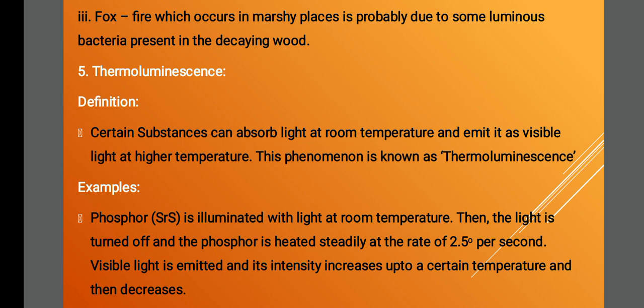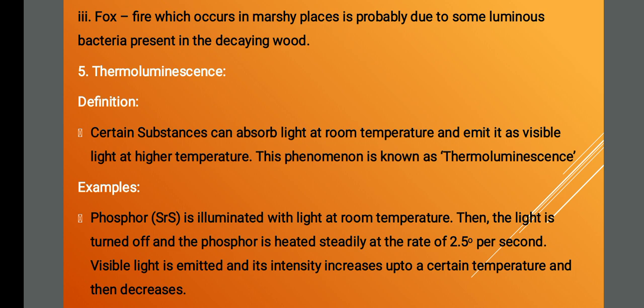The intensity of the light increases as you continue heating. Okay, and at a particular temperature it begins to decrease. The visibility will be diminishing, and beyond that if you heat there will be no visibility because all the absorbed light will be emitted. Is it okay? So this phenomena we call it as thermoluminescence.